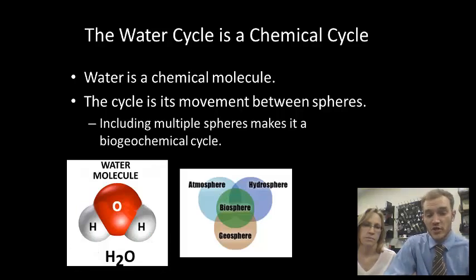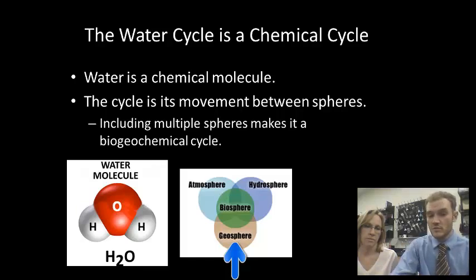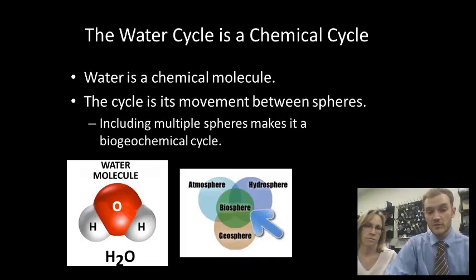And the cycle part of it is because of the movement between spheres, and Ms. Zegers was talking about that. She talked about water in the atmosphere, water in the geosphere when it came down in its precipitation and soaked into the ground. It also ran over the pedosphere, right? And then she did talk about the biosphere and how plants and animals all interact with water. And of course, the hydrosphere is involved because it's water, right?